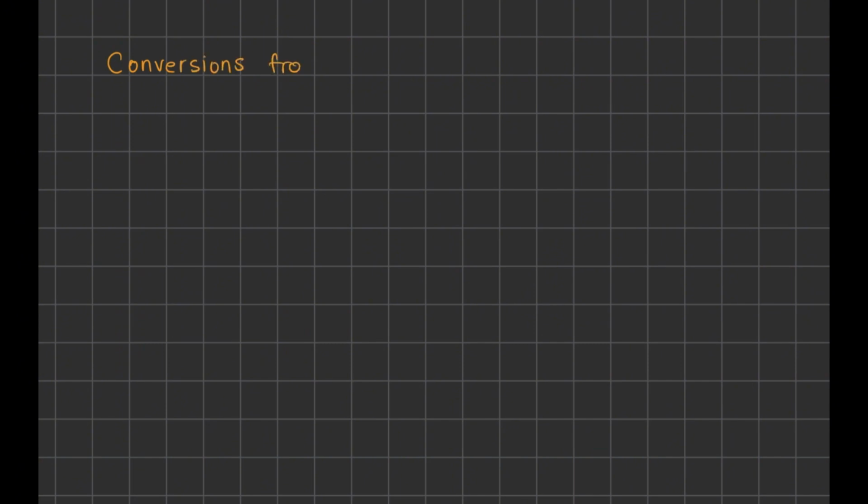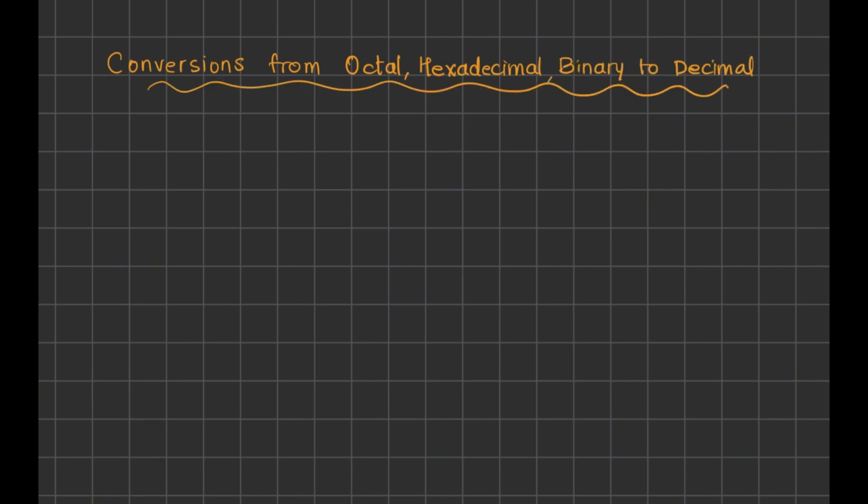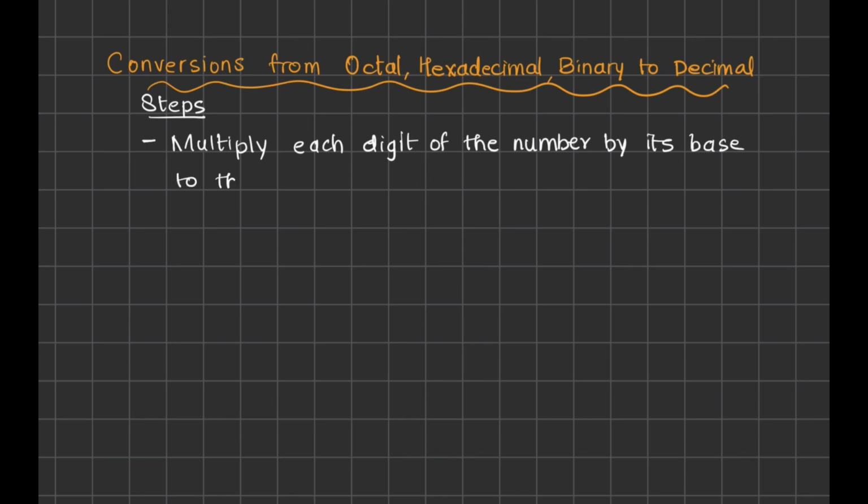Today we're going to talk about conversions from octal, hexadecimal, and binary numbers to decimal numbers. There are only two steps involved in converting a number from any other number system to decimal. The first is to multiply each digit of the number by its base to the power of its place value. The second step is to add the products that you get from the first step.